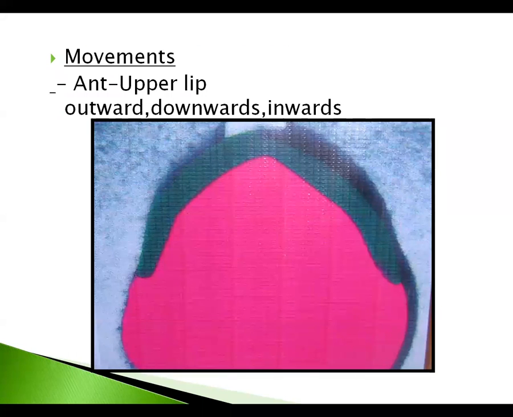The anterior movements are of the upper lip: outward, downwards, inwards. These are mostly the movements given. That is, first the lips are moved in the outward direction, then the downward direction, then the inward direction.